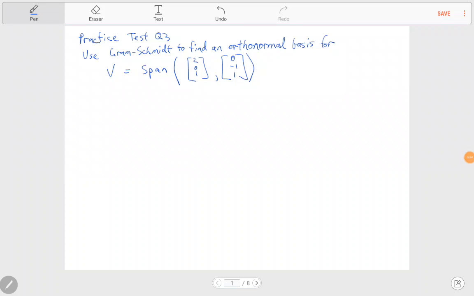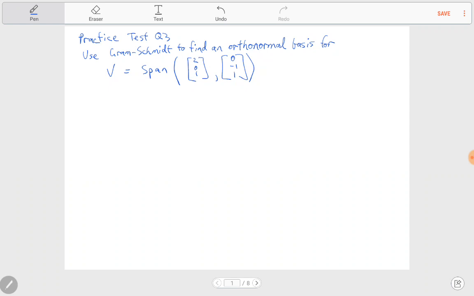Okay, so this is going to be my first work solution video for linear algebra. I've been asked to go through practice test question 3, which is to use the Gram-Schmidt process to find an orthonormal basis for the vector space V, which is the span of these two vectors, (2, 0, 1) and (0, -1, 1).